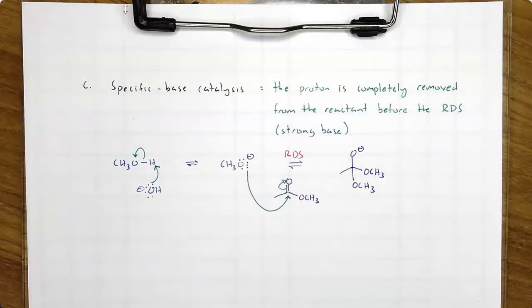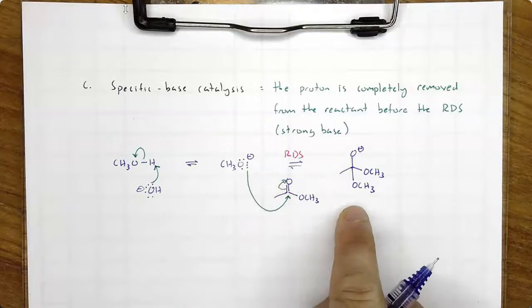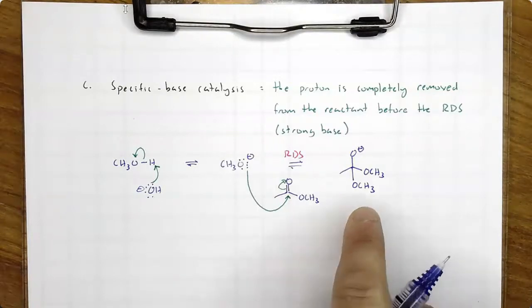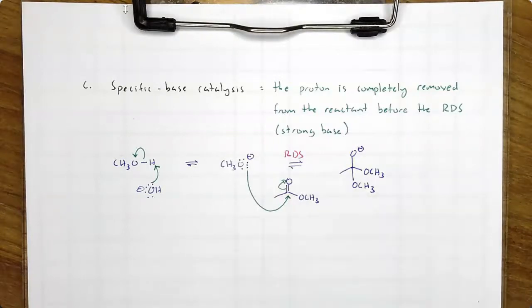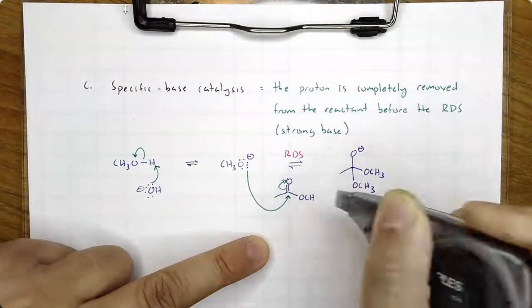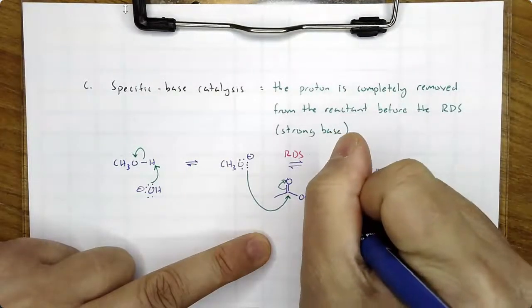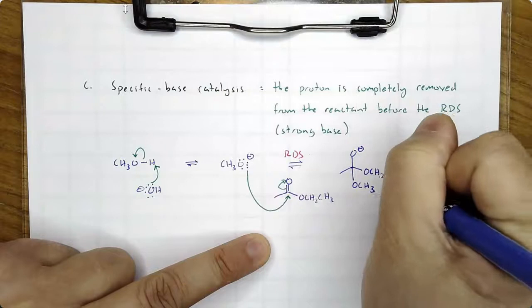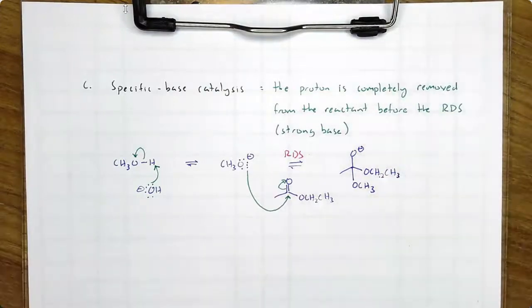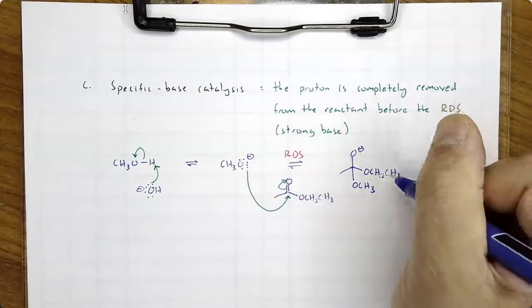Okay. Actually, I don't think we're doing a hydrolysis. We're doing a... what are we doing? Maybe a transesterification. Maybe I should change this then. Make this a different R group. Yes, this will be transesterification.